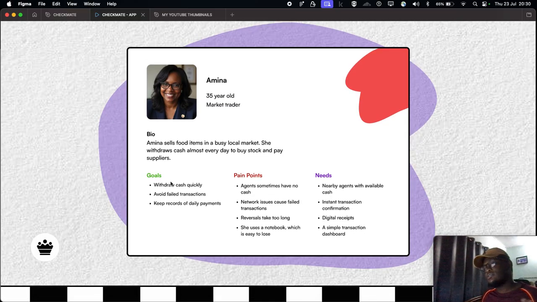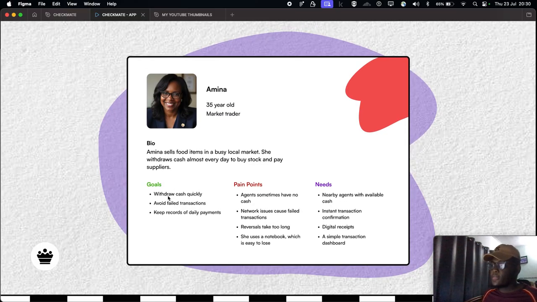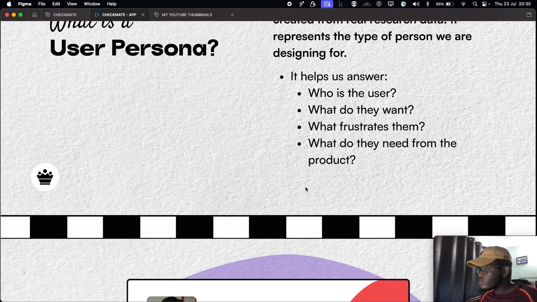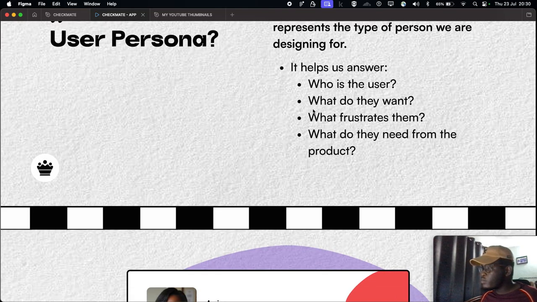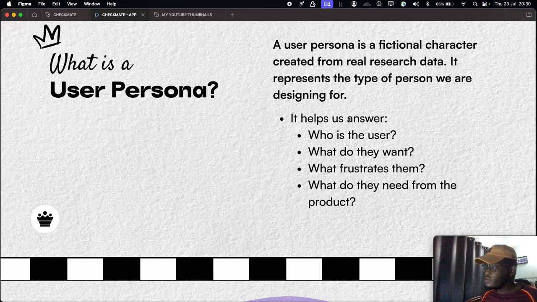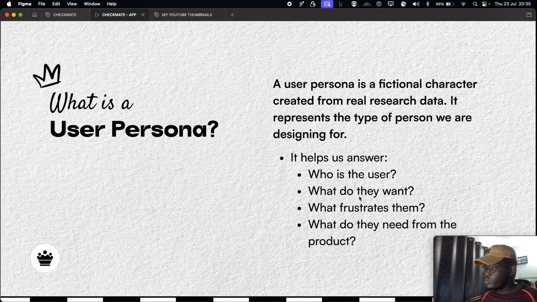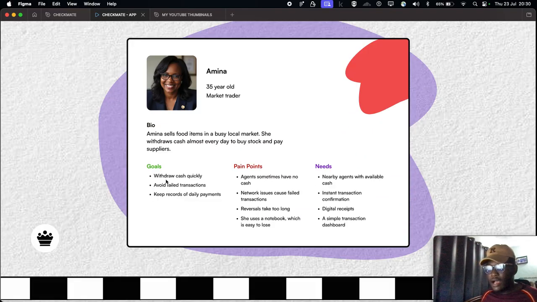Right? Now, what is Amina's goal? Don't forget, I think I also said it here. I said, what do they need? What frustrates them? What do they want, and who is the user? So we have been able to answer who is the user. The user is Amina in this case. And what do they want? These are our goals. What do they want? These are the goals. Do you get?